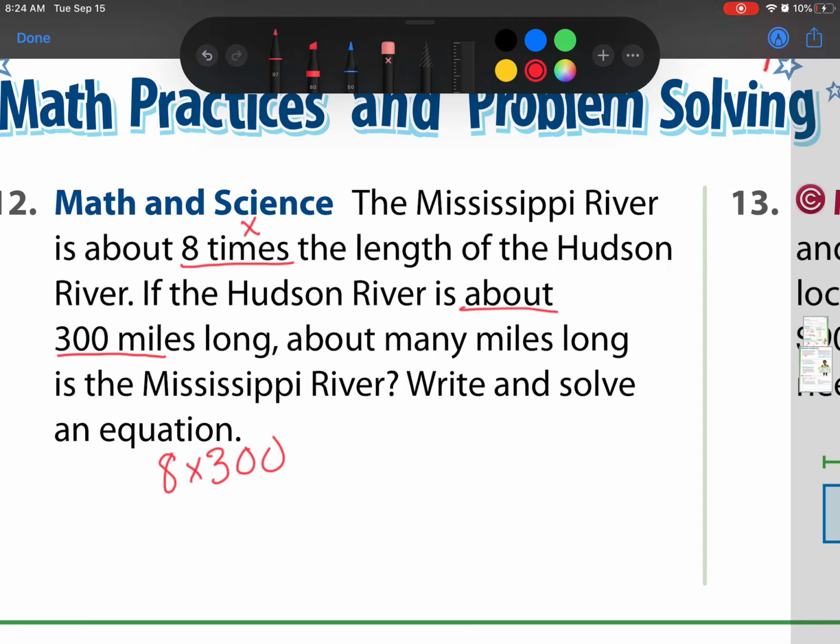So what is this equation talking about? Well, remember when we have an equation, my base word is equal. And what does equal mean in math? It means that equal sign. So now, what's my basic math fact? 8 times 3 is 24, and add 2 zeros. So that is my equation right there.